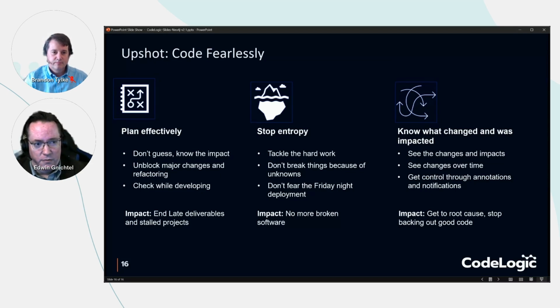Maybe it's more work, maybe it's less. But the goal is know what the impact is, unblock major changes, and be able to do it while writing code, and end late deliverables, and so forth. And then with that in place, we can start working towards ending entropy. Well, perhaps not ending it, but at least fighting back against it more effectively.